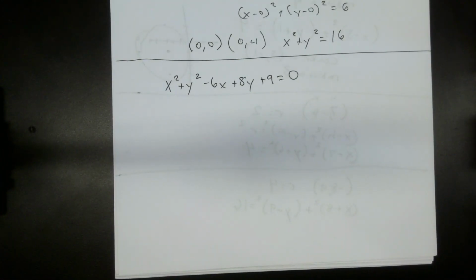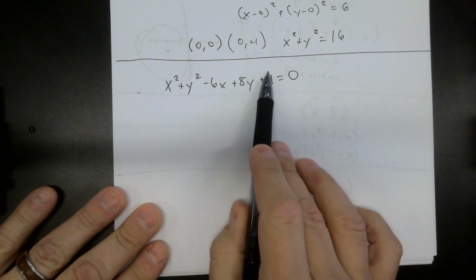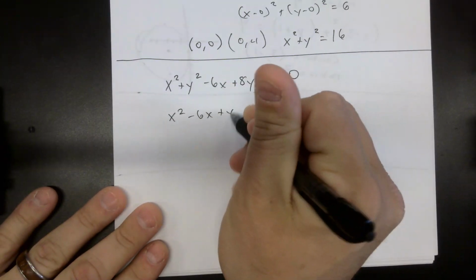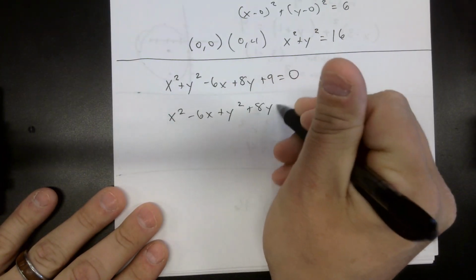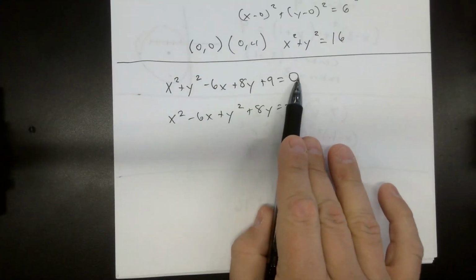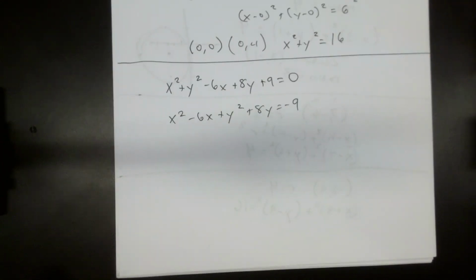I'm going to ask you guys to help me a little bit. Just a little bit. And I understand this is something, believe it or not, that's actually pretty tough. First step is I'm going to get the x's together, the y's together, and I'm going to move this over to here. Because in order to get this into the form I want, you have to have the x's together, the y's together, and then I move that 9 over to there by subtracting from both sides.